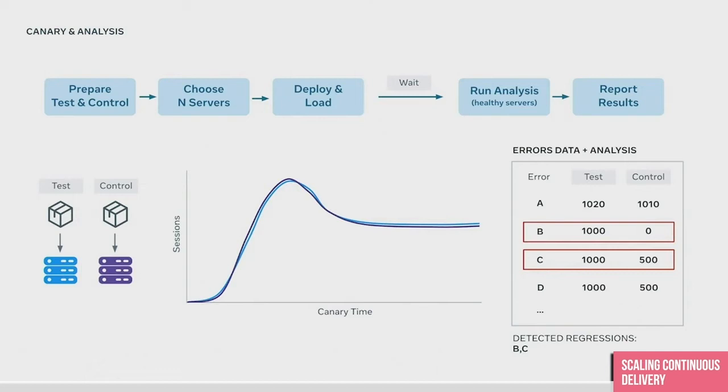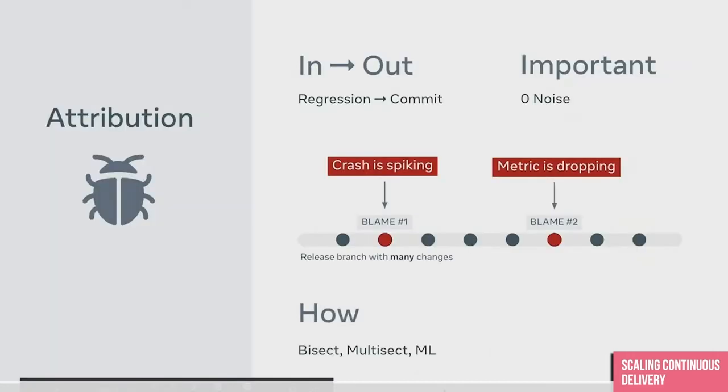So in this case, after running the canary analysis, after 2 hours, we know what regressions we have. In this case, it's B and C. So, okay, having the detected regressions as we saw before, and those regressions might be a spiking crash or a dropping metric, we should be able to find the commits which introduced those issues. And you can imagine there are many changes as part of a release candidate, and it's an interesting problem. It's important that attribution does not provide false positive results, as it will lead to wrong reverts later on, and we'll talk about this. And reverting the wrong commit is a bad developer experience, obviously.